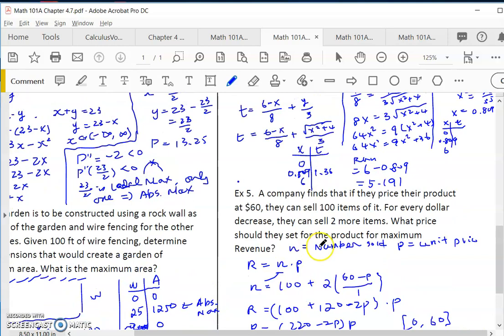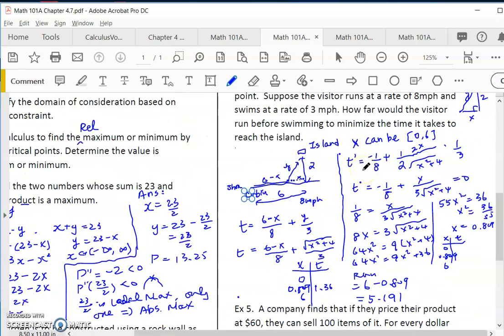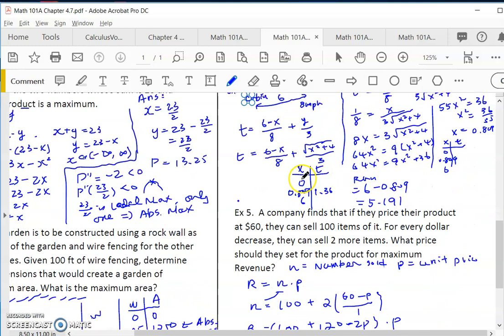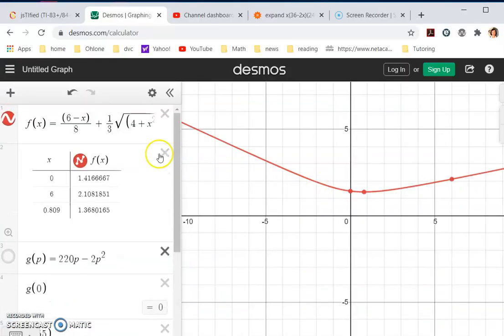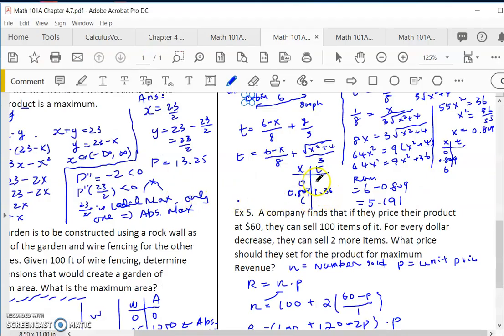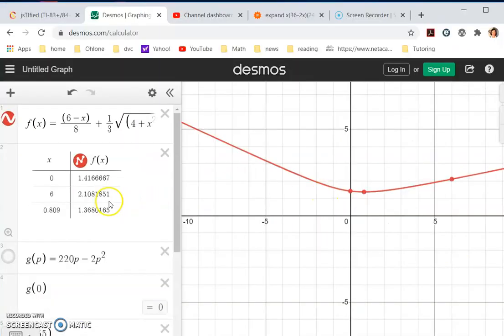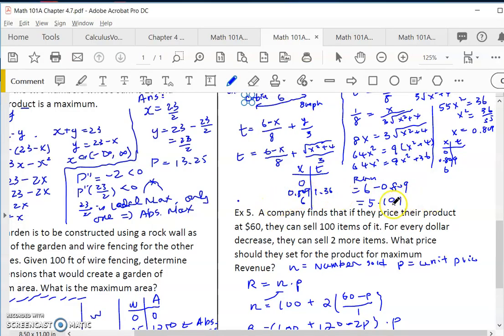For part 2, I think I ran out of time, but I built a table here for the question. It was for the swimming question. If you look at this table, it's 1.41 and 1. For 6 it is 2.1. So the lowest is 1.36, which is at 0.809. So how much would you run? You'll run 6 minus this. You would leave 0.809 for the shore, so that you can jump into the water right away. So it's 5.191.